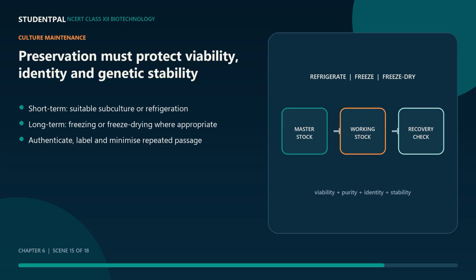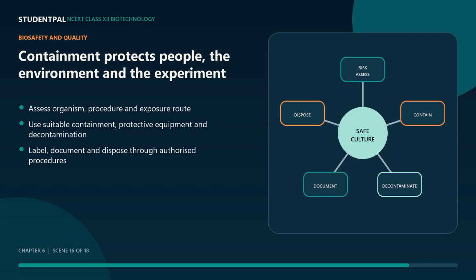Every stock needs an unambiguous identifier, organism or strain information, date, passage history, storage location, and responsible person. A working stock can be derived from a protected master stock, so the original is disturbed less often. After recovery, viability, purity, and important characteristics should be checked. Successful preservation is not merely survival; it includes authentication and retention of the properties for which the culture is maintained.